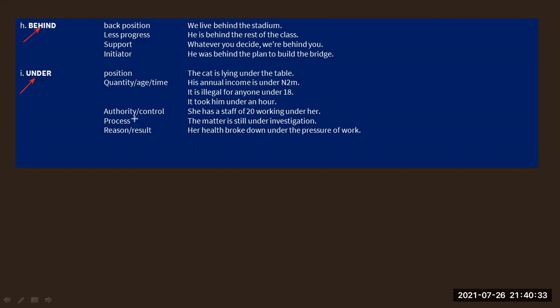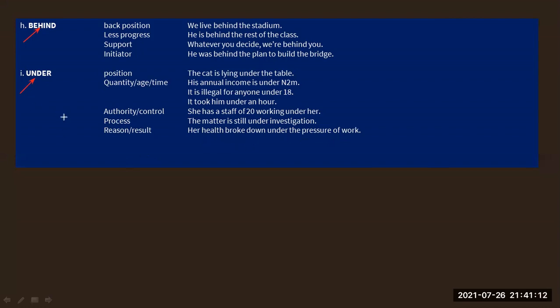All right? To indicate process, we can say the matter is still under investigation. That's the process, still in the process of being investigated. Again, we can use under to talk about reason or result. For example, her health broke down under the pressure of work. Her health broke down. Why? Because of the pressure of work. And so we use under the pressure of work.